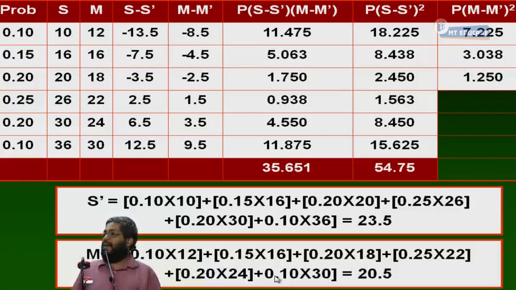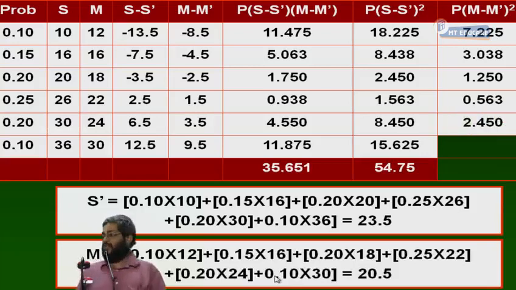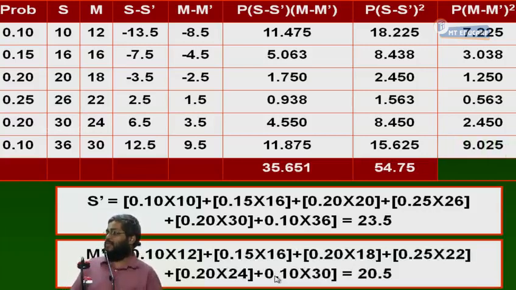0.25 into 1.5 square. The number is how much? 0.20 into 3.5 square. What's the number? 2.450. 0.1 into 9.5 square. What's the number here? 9.025. What is the total here? 23.65.